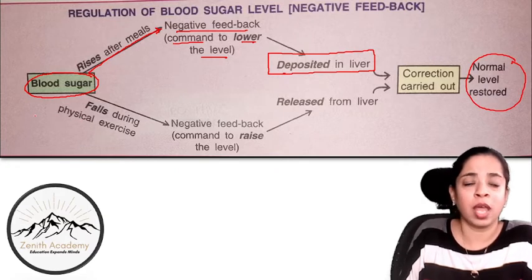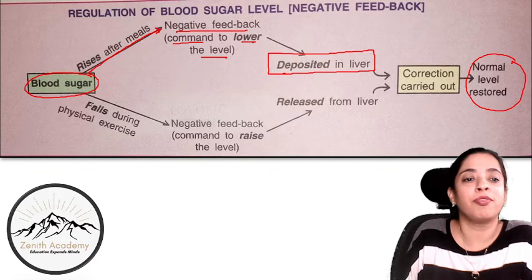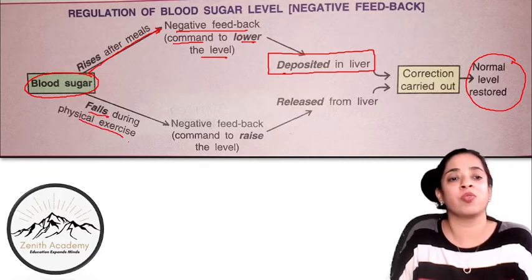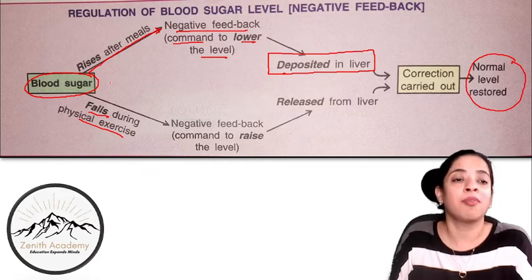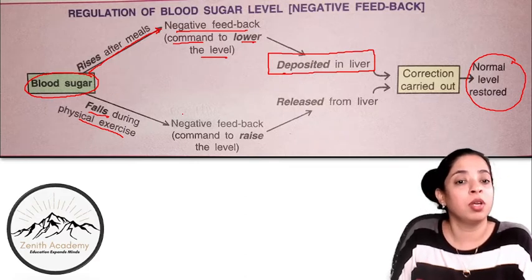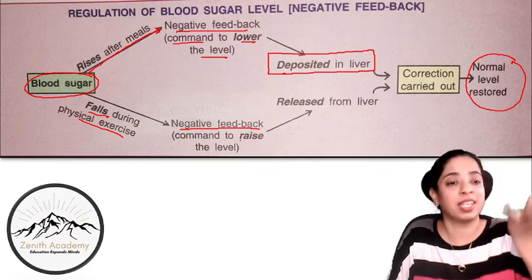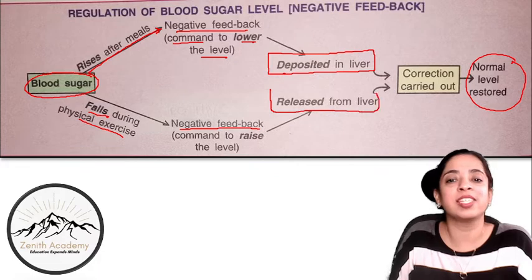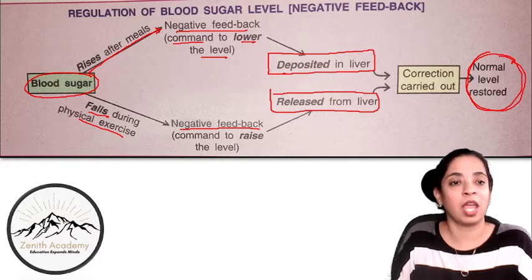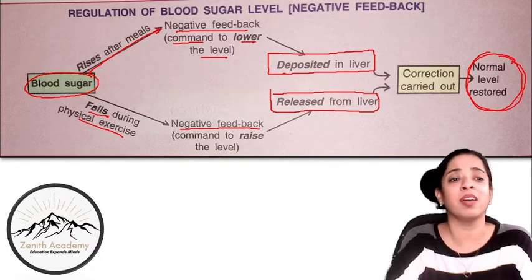Now what happens when the blood sugar level falls down during physical exercise, when you have exercised a lot or when you have fasted? After that the sugar level falls down. So now what does the negative feedback system want to do? It wants to increase the blood sugar level. So now it tells the liver to release it, and the correction is carried out and the normal level is restored. I hope you have understood this very well.